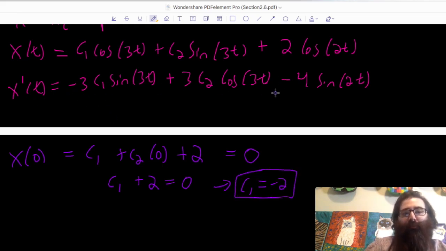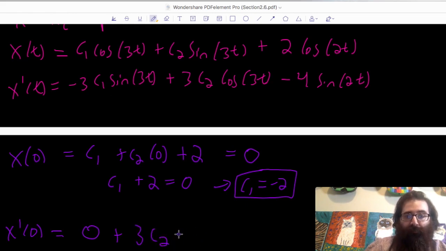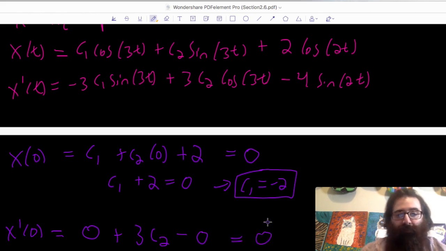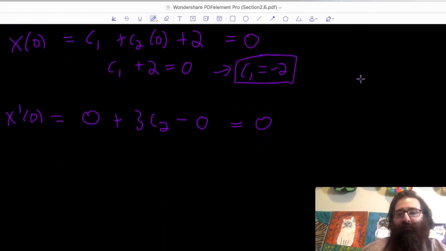And plugging into x prime, so x prime at 0, well, negative 3 c sub 1 times sine at 0 is 0, plus 3 c sub 2 times cosine at 0 is 1, so that's 3 c sub 2 times 1, or 3 c sub 2, minus 4 times sine at 0 is going to give me 4 times 0, which is 0. And we said x prime at 0 has to be equal to 0. So what is this saying? Well, this is saying that 3 times c sub 2 must be equal to 0, which is only true if c sub 2 is 0.